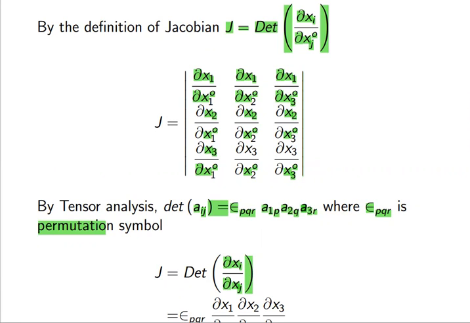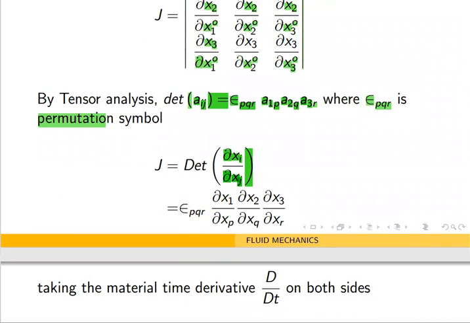And what is the determinant of aij? Using this formula, epsilon pqr a1p a2q a3r. Now in the place of aij we have ∂xi/∂xj, right? So that is equal to epsilon pqr. In the place of a1p I should have ∂x1/∂xp, ∂x2/∂xq, ∂x3/∂xr, in place of 1p, 2q, 3r in this formula. Using this formula, we get J equal to epsilon pqr times these terms. Fine.